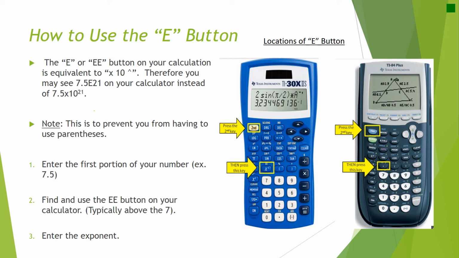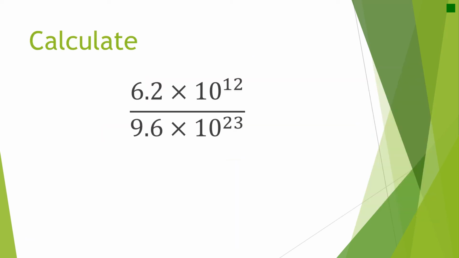All right, so for how you do it, once again, you enter the first portion of your number. So in this case, it would be 7.5. Find that EE button, and it's typically above the 7 on the calculators. And then you type that in, and then you enter the exponent number. So either -3 or positive 21 or whatever it is. Okay, and then you just press enter, or you do the calculations you're expected to. All right, so what I want us to do right now is to get out our calculators. So pause and go get your calculator.